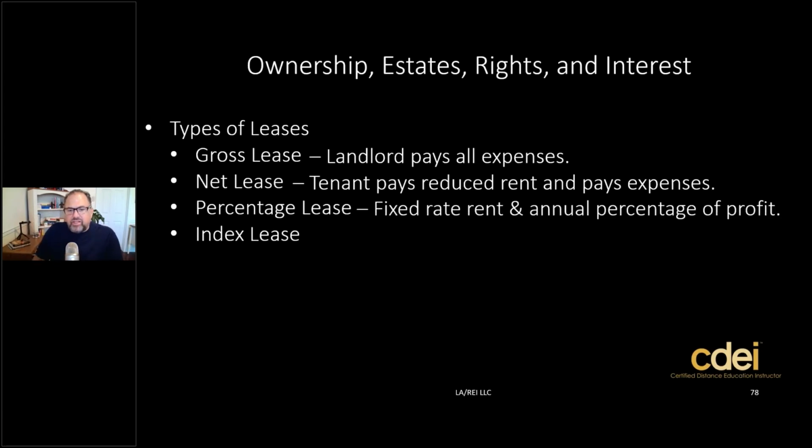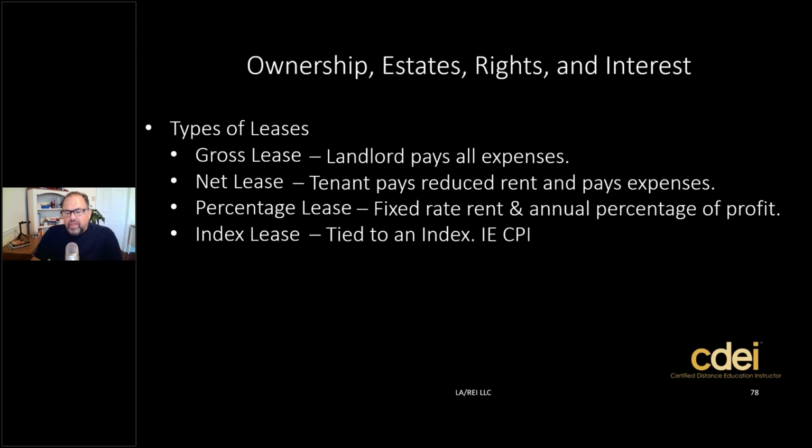And then a percentage lease is going to be a fixed rate rent, but typically at the end of the year in commercial business, they'll take a percentage of the annual profit that's made on the business. Okay. Whatever the agreement between the landlord and tenant is. So it's going to be a fixed monthly rent. And at the end of the year, whatever profit the tenant made in the business, a percentage of that goes to the landlord. It's called a percentage lease. And then an index lease is tied to an index. For example, the Consumer Price Index, CPI. That's what measures inflation. Okay.